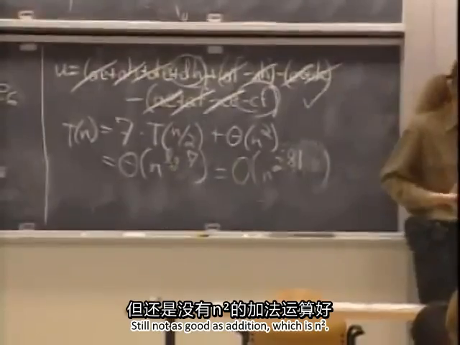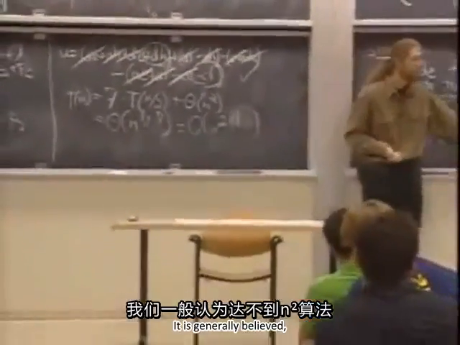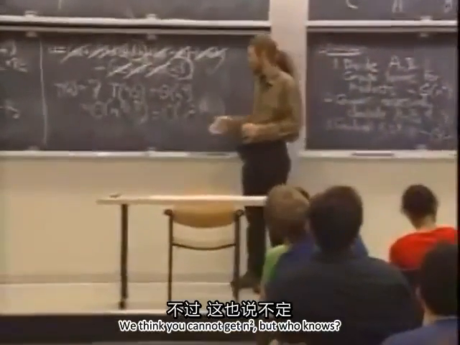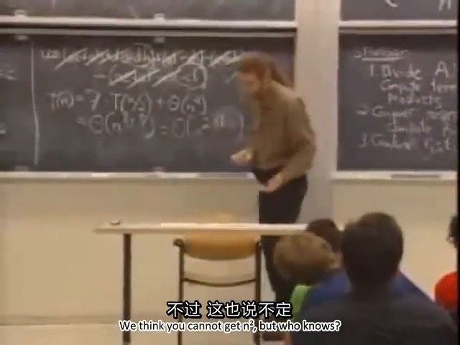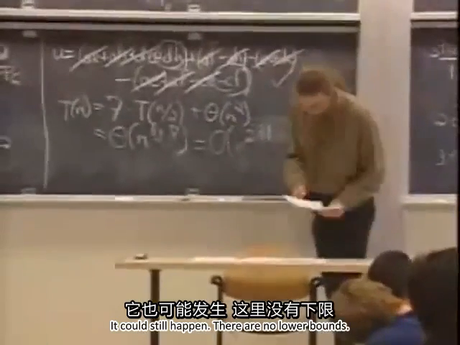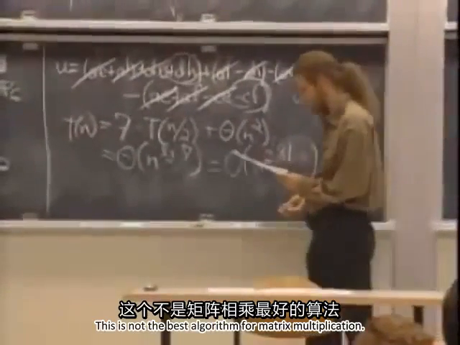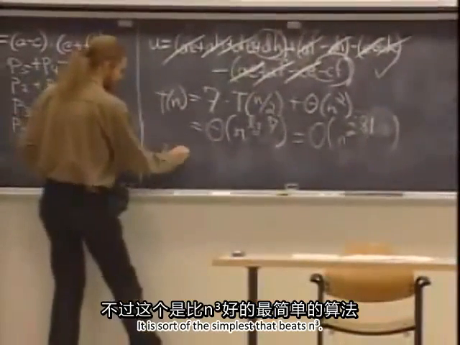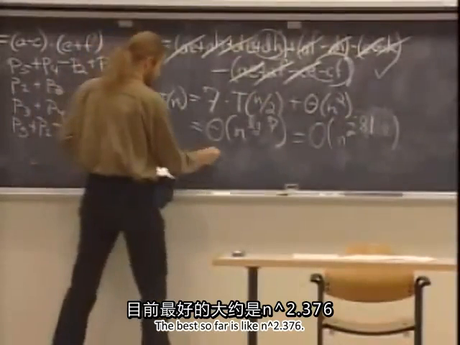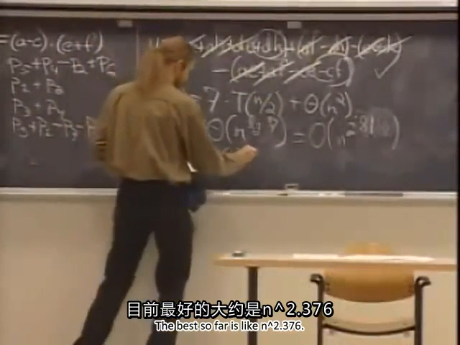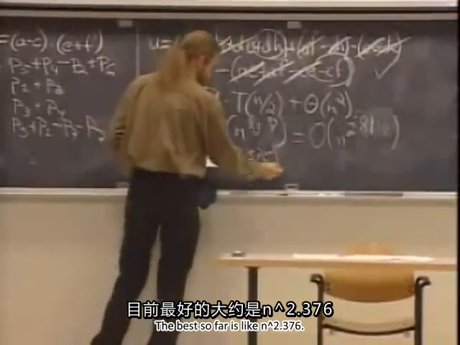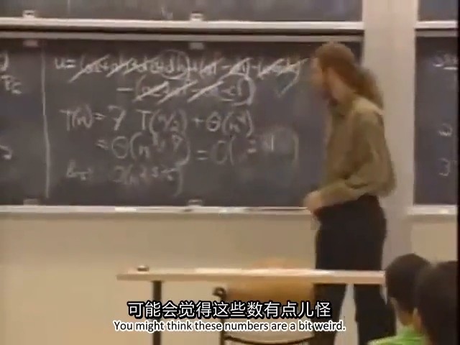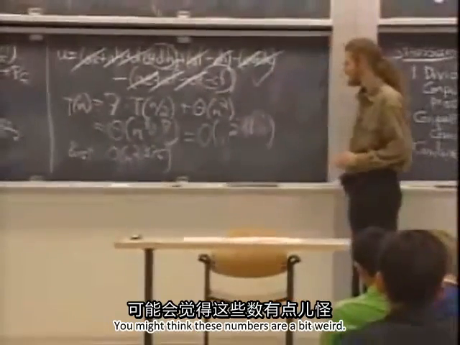Still not as good as addition, which is n squared. It's generally believed, although we don't know whether you can multiply matrices as fast as you can add them. We think you can't get n squared, but who knows? It could still happen. There are no lower bounds. This is not the best algorithm for matrix multiplication. It's sort of the simplest that beats n cubed. The best so far is like n to the 2.376.